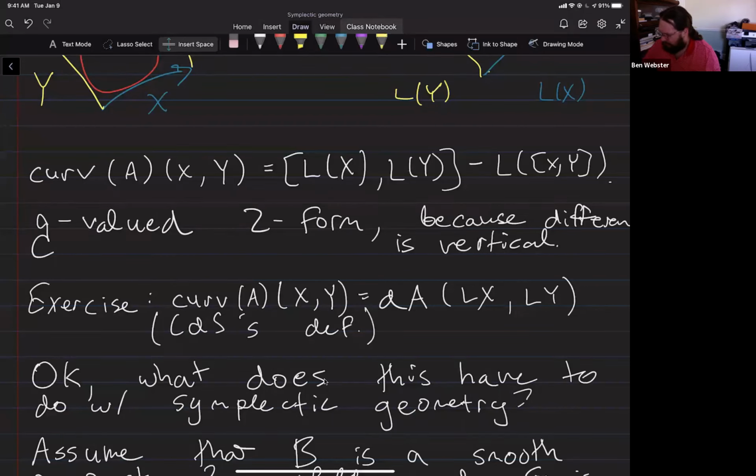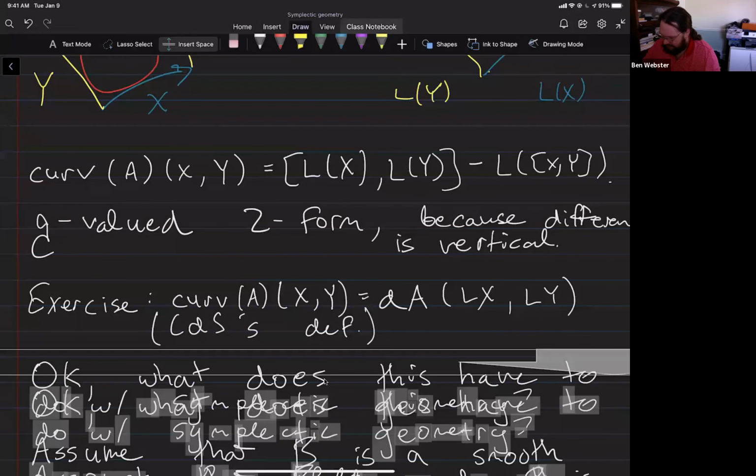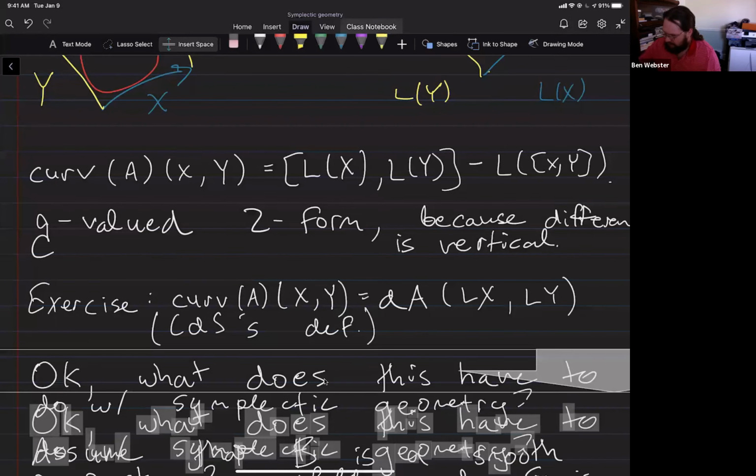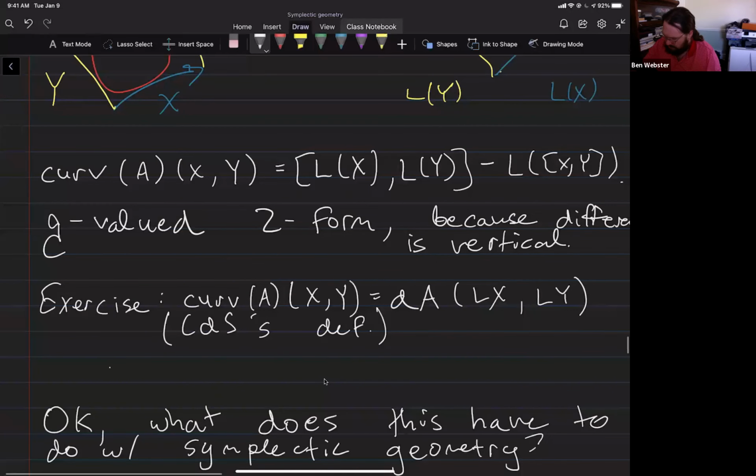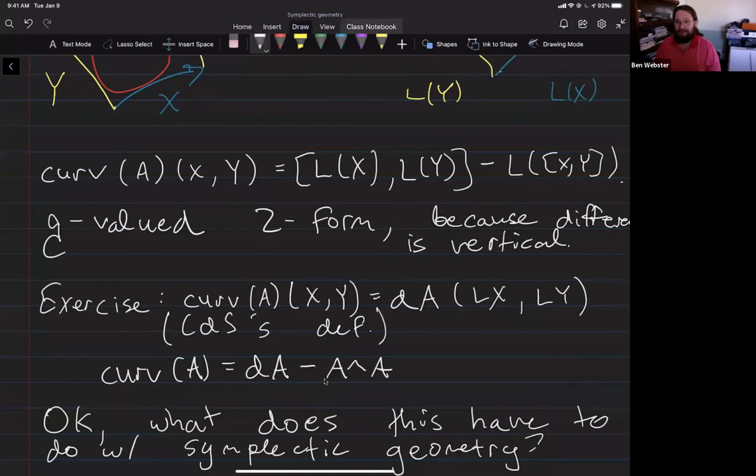I'll just mention you'll also sometimes see the definition curvature F equals dA minus A wedge A. It has the annoying property that you have to explain what A wedge A is.